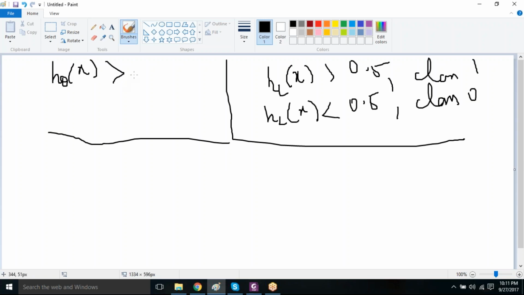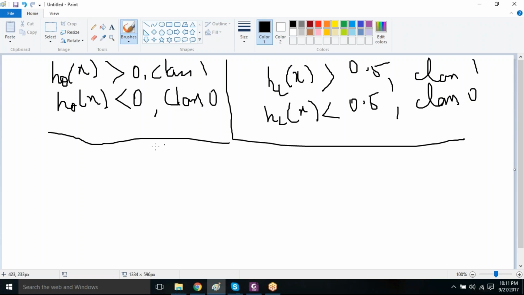The same thing you can say in terms of linear regression also. If it is greater than 0, basically a positive number, then the sigmoid function will be greater than 0.5. So it is class 1. And whenever it is a negative value, I will say it is class 0. Good enough? So this is basically what is meant by logistic regression.